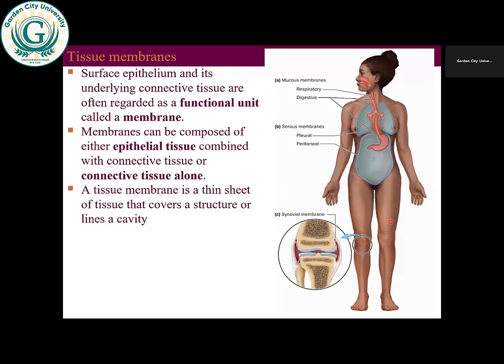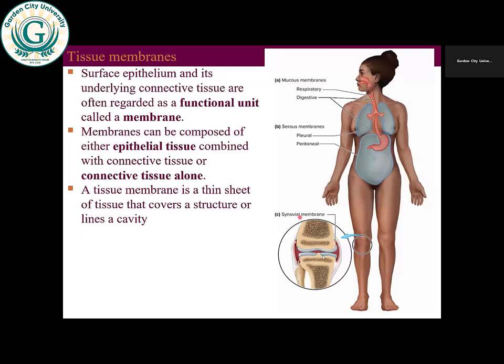So there are 4 types of membranes. There's the cutaneous membrane, which is your skin, that covers the body. Your skin is made up of epidermis and dermis. The epidermis is epithelium. The dermis is connective tissue. So that epithelium and the connective tissue function as one unit. We call it a membrane, and it covers the body.